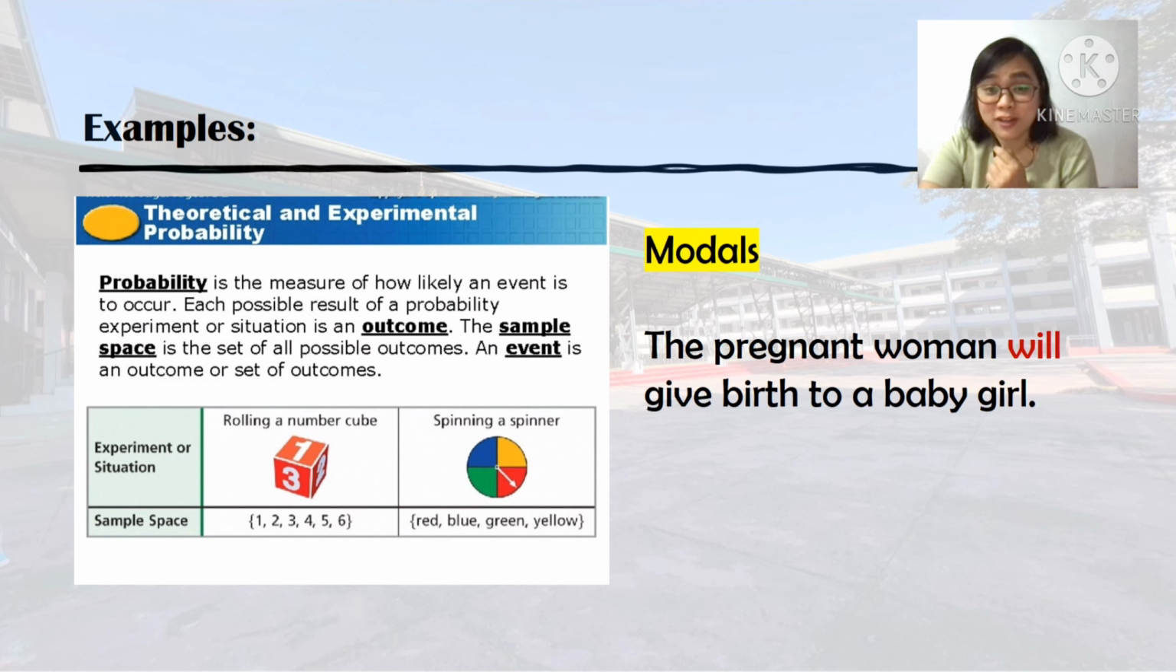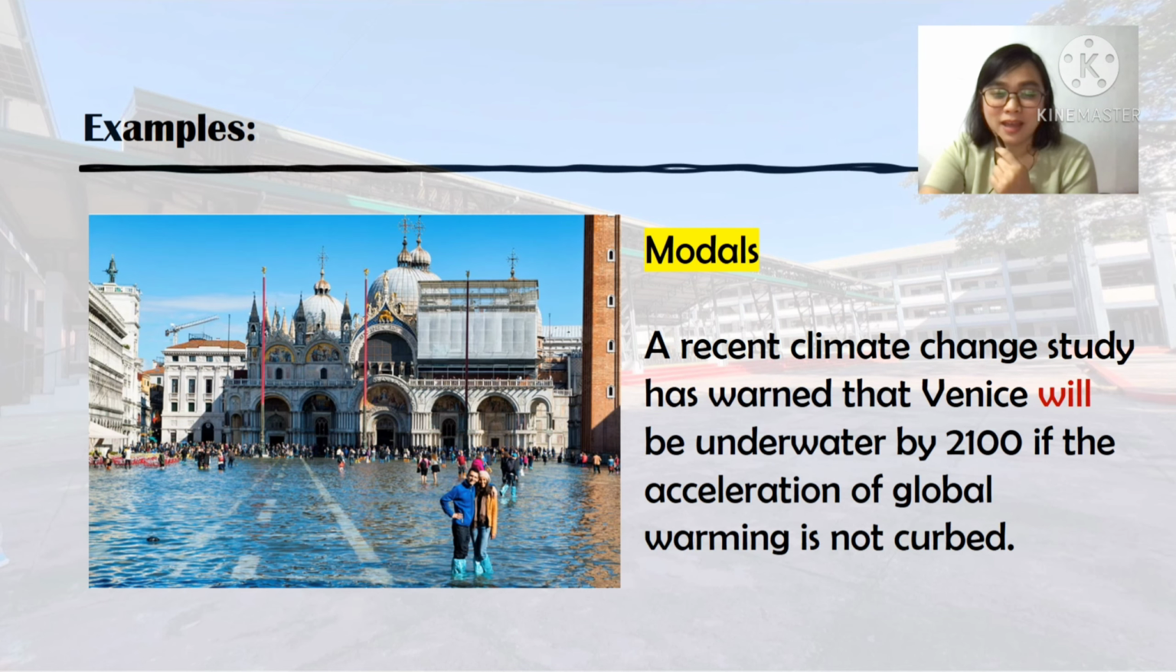Let's look at another sample sentence for modals. The pregnant woman will give birth to a baby girl. Another example as well. A recent climate change study has warned that Venice will be underwater by 2100 if the acceleration of global warming is not curbed.